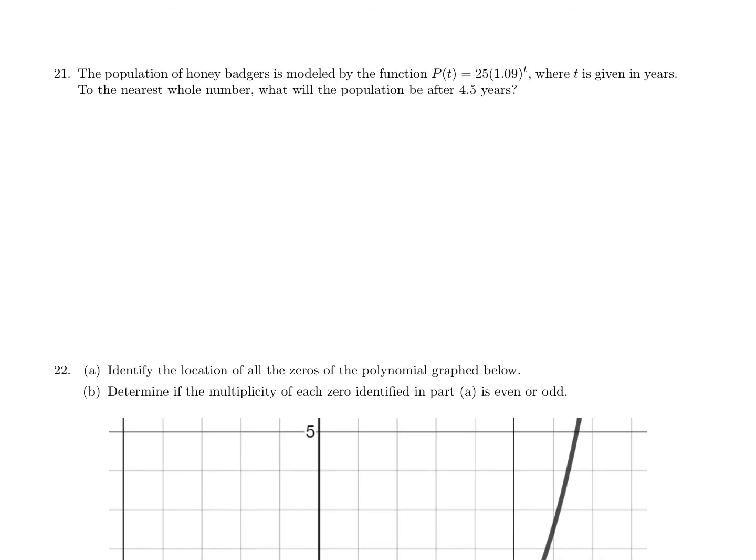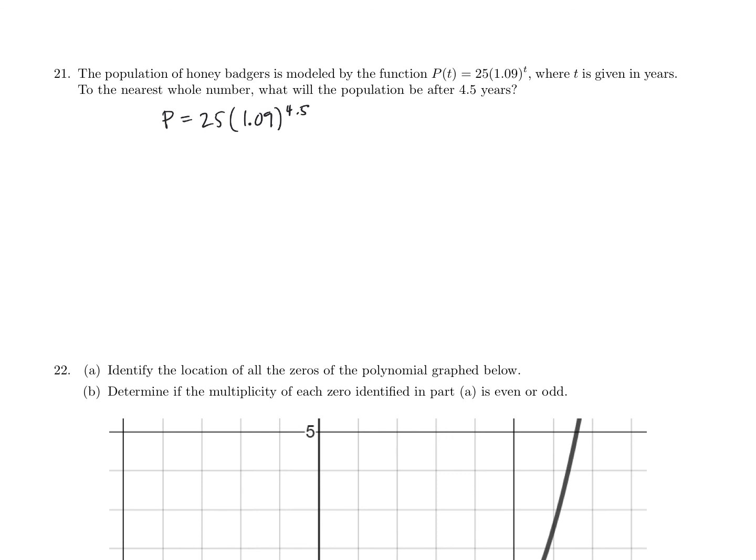Okay, so 21, we're going to find the population of honey badgers with a given function. T is given in years. To the nearest whole number, what will the population be after 4.5 years? They're giving you the function, they're telling you the t, so you just plug it in and solve. So all you're going to do is plug in 4.5 for t, and then get the answer in your calculator.